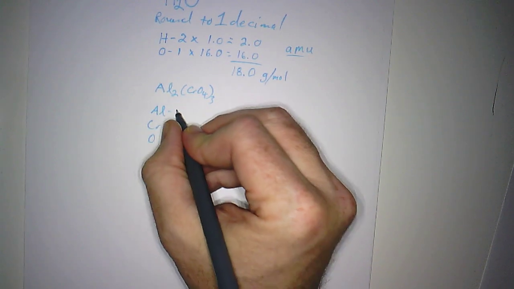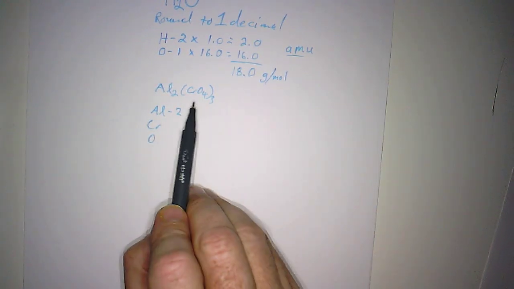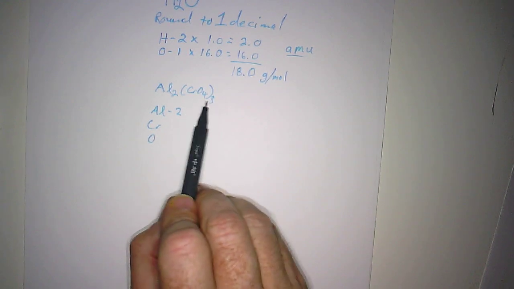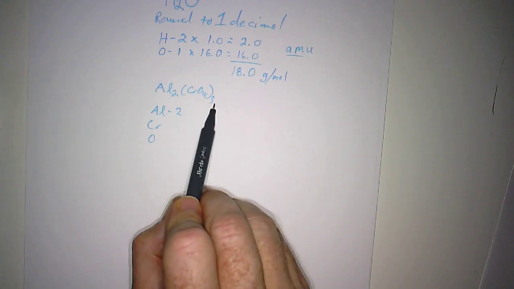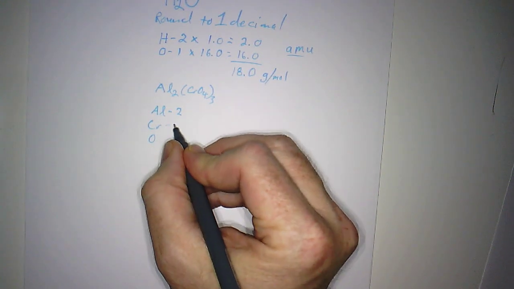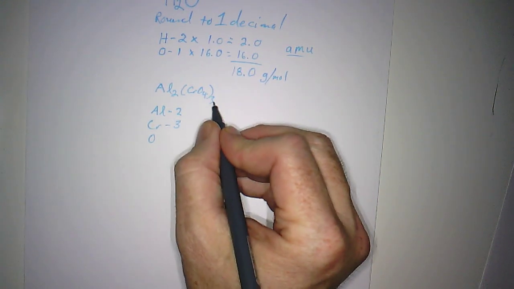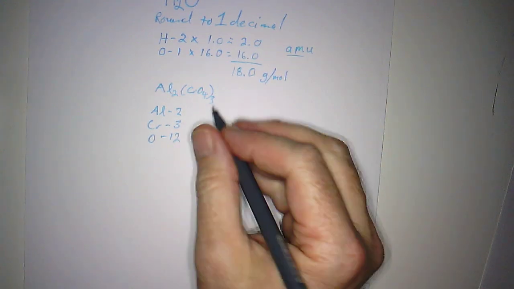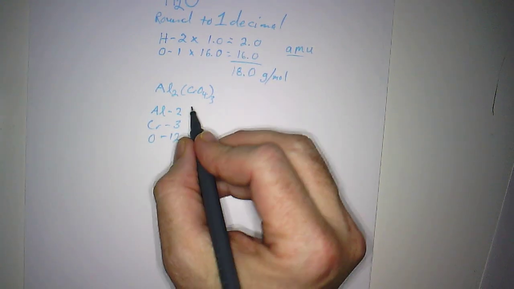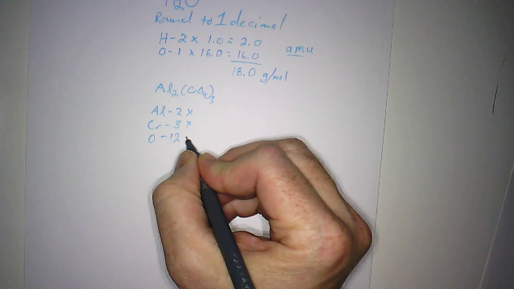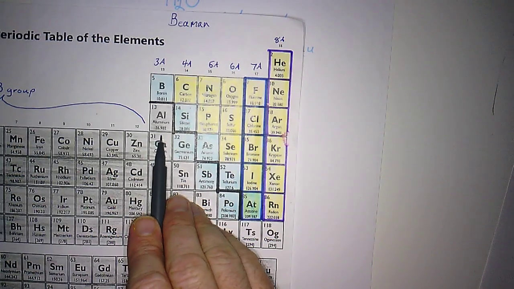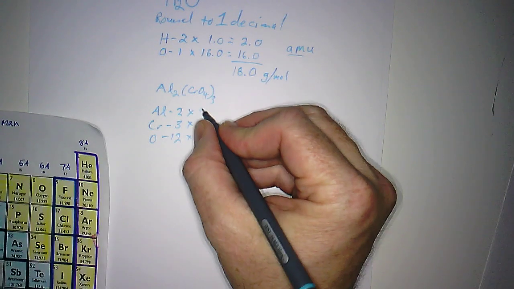And then the Al would be 2. Now the parentheses is just like in algebra. We're going to use the distributive property and distribute this in. So right here we have 1 Cr, but because of that, 1 times 3 would be 3. And 3 times 4 for the oxygen will be 12. Okay, you don't add, you multiply in. All right. Then we look up on the periodic table. Aluminum is 26.98, so we're going to round that to 27.0.